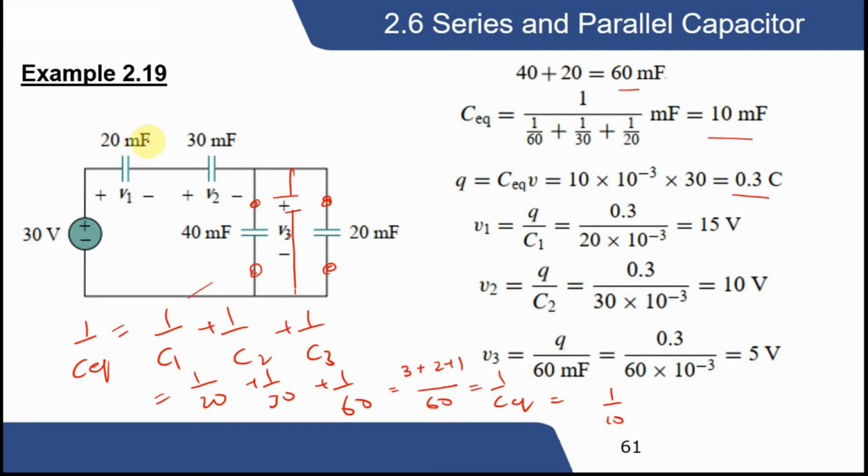If we want to calculate the voltage across each capacitance, we have Q equals CV, so we divide by the capacitance. V1 equals Q divided by C1, V2 equals Q divided by C2, and V3 equals Q divided by C3. C3 means the equivalent of 40 and 20, which is 60. We have calculated V1, V2 and V3. So V1 equals 15 volts, V2 equals 10 volts, and V3 equals 5 volts.